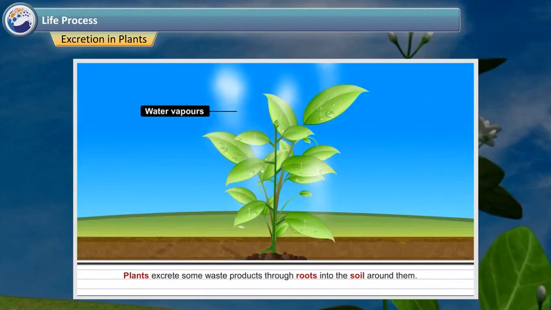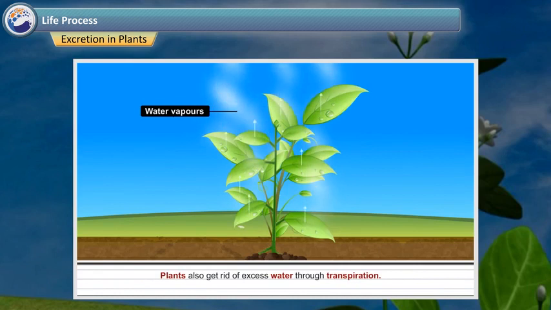Number 6. Plants excrete some waste products through roots into the soil around them. Number 7. Plants also get rid of excess water through transpiration.